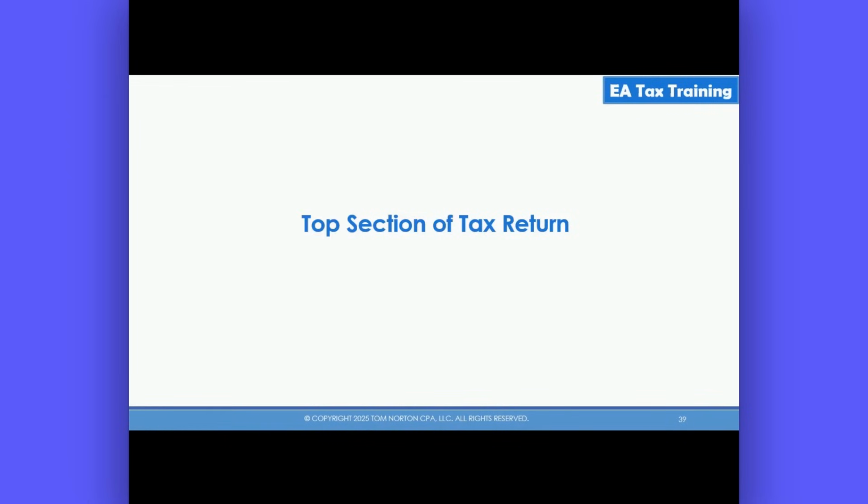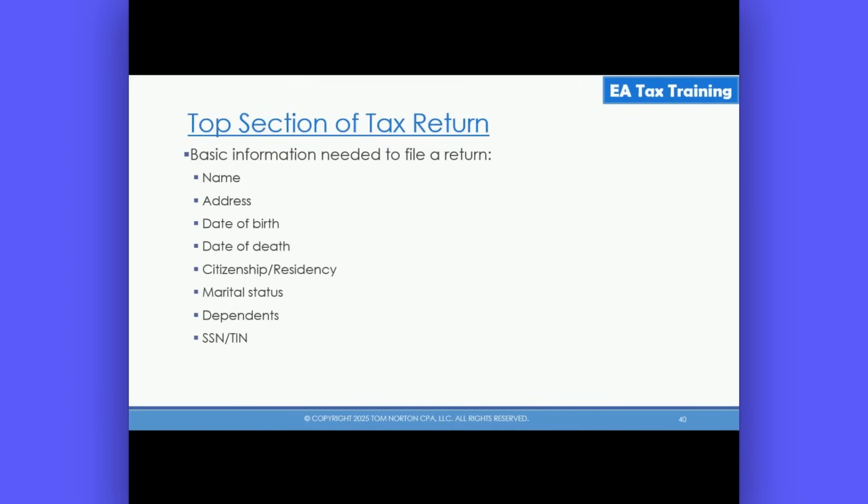Let's talk now about the specific items in the top section of the income tax return. So this is going to have a lot of the basic information that is needed to file the return: the name and address, the dates of birth, information about their citizenship and residency, marital status, dependents, social security numbers. You're going to have all of those things. So we're going to talk about each of these things in turn.